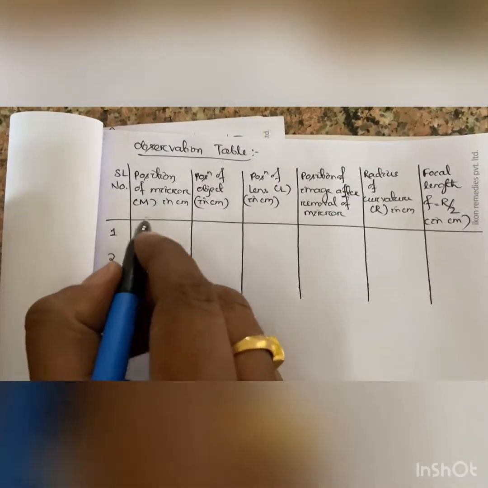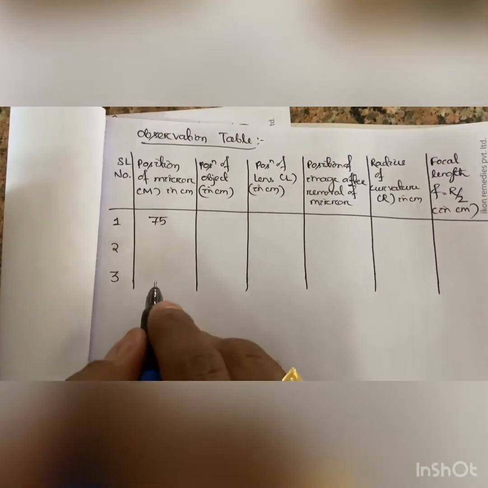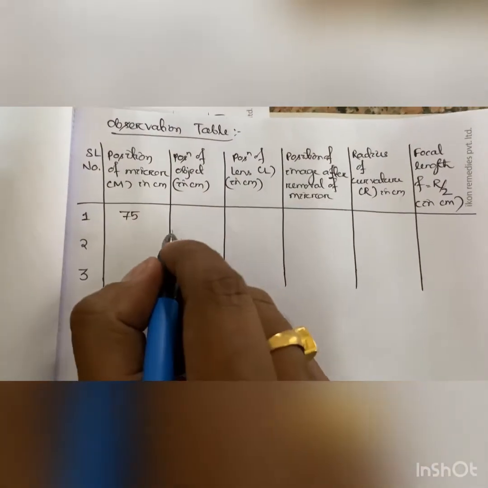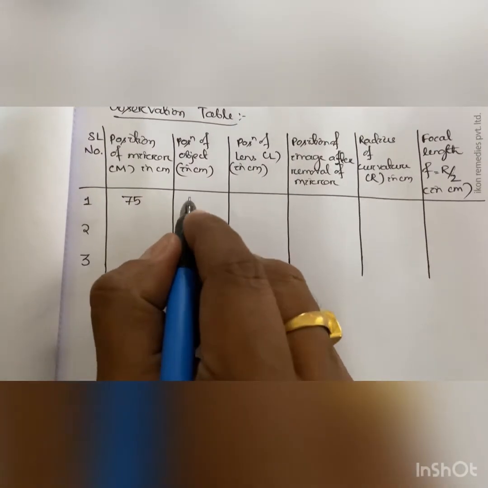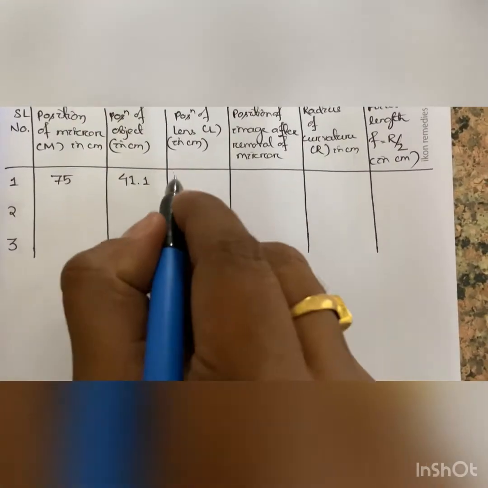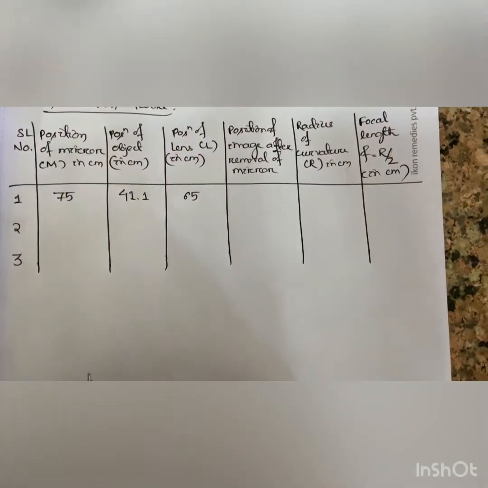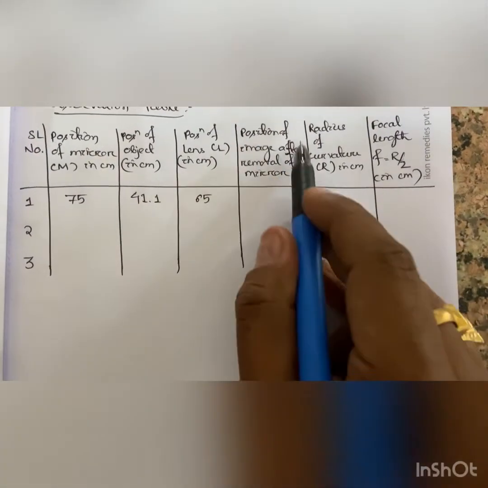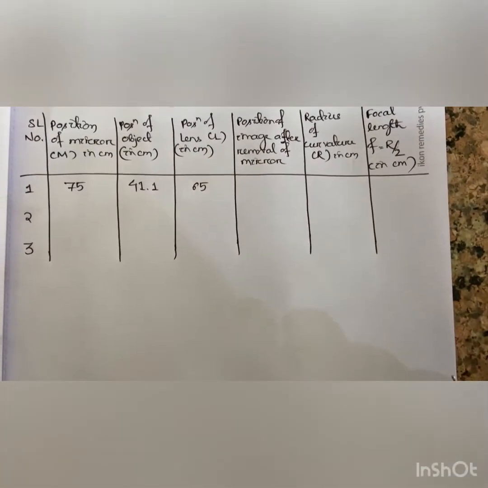Position of mirror 75 centimeter. Position of object after the adjustment, that is 41.1. Position of lens is at 65 centimeter. Now we have to find out the position of image after the removal of mirror.